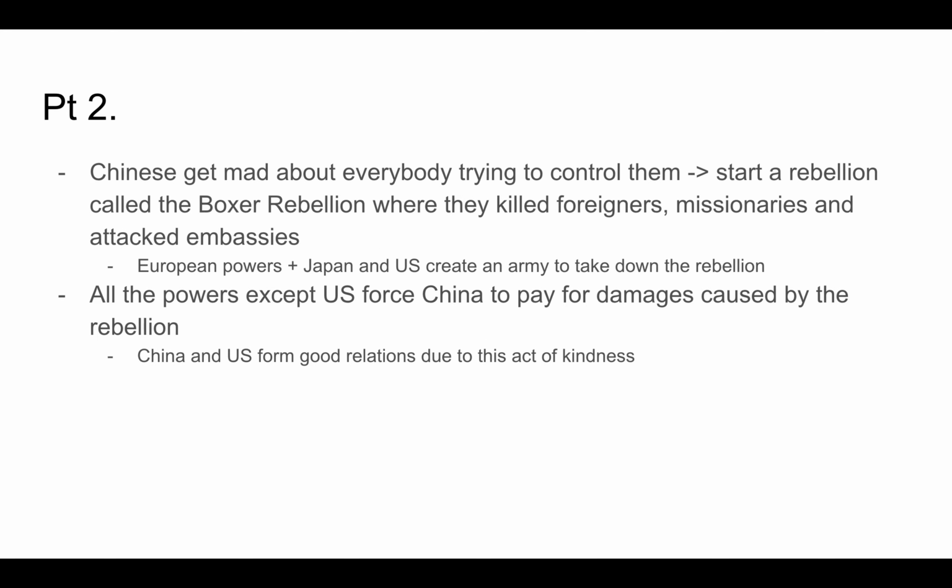China got mad about everybody trying to control them, so the Chinese people started a rebellion called the Boxer Rebellion, where they tried to kill foreigners and missionaries, and they attacked foreign embassies. So the European powers, Japan, and the U.S. created an army to take down the rebellion, and all the powers except the U.S. forced China to pay for the damages caused by the rebellion. China and the U.S. actually formed good relations due to this act of kindness.